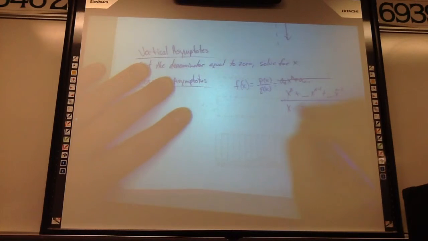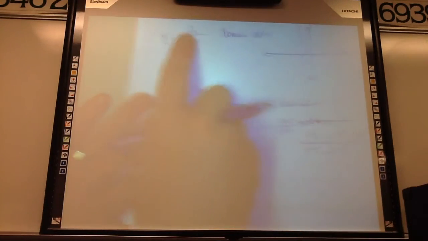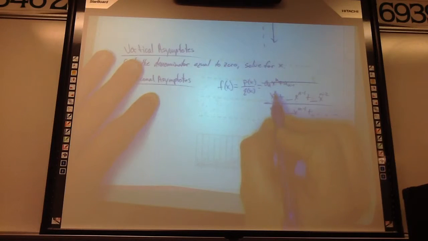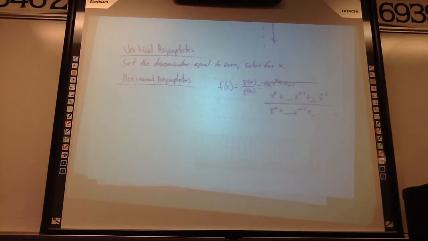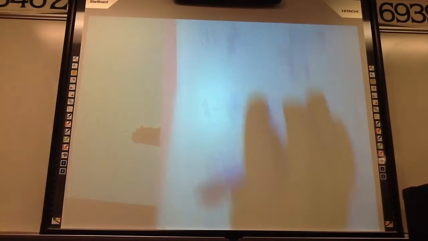Over, the bottom will also have it. You're going to have something over, in this case, n would be 1 and m would also be 1. That's just the power of the leading term, the order of it. You're looking at the highest power on the top and on the bottom. It's like on this one, the highest power was 1. On that one, the highest power was 2. On this one, they're both 1.